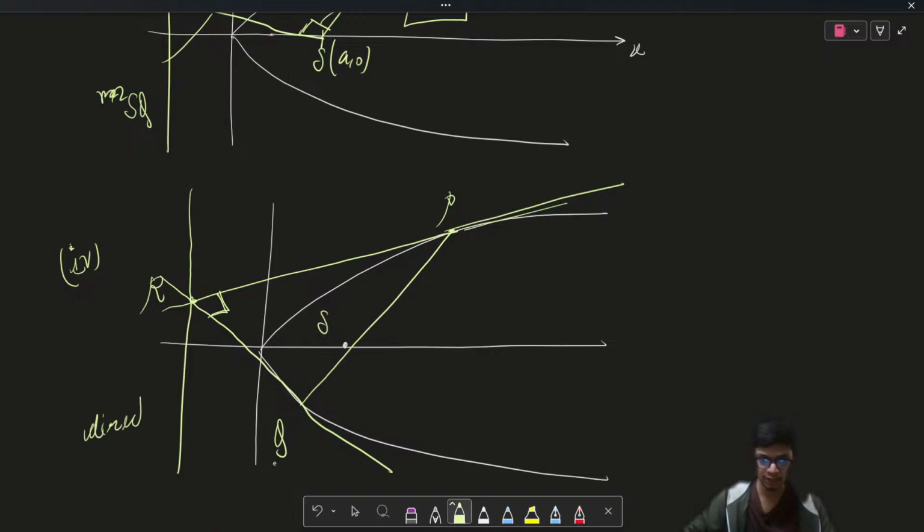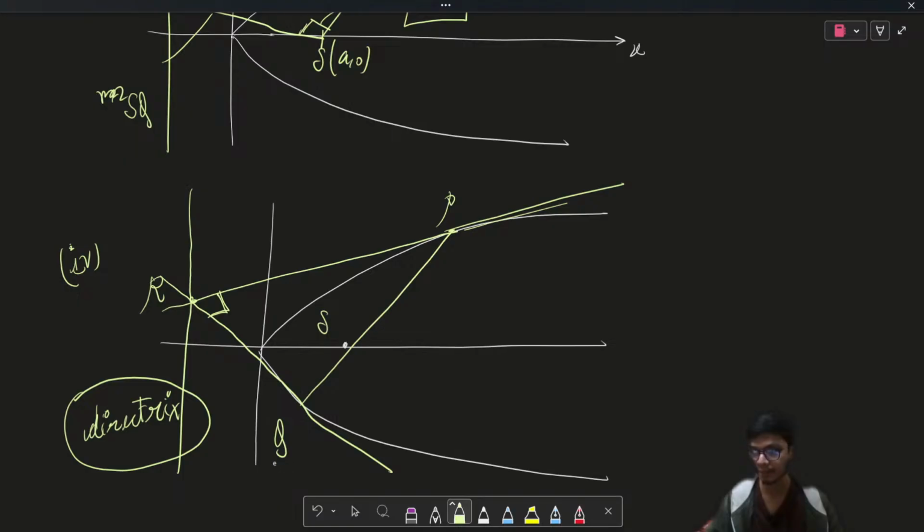So this is my equation of the director circle, right? If you recall, in the concept of director circle, we have mentioned that the director circle is the locus of the perpendicular intersection of the tangents. Wherever two tangents are perpendicular to each other and they intersect, that particular locus is the director circle. In the case of the parabola, the director circle is simply a straight line, which is the directrix.